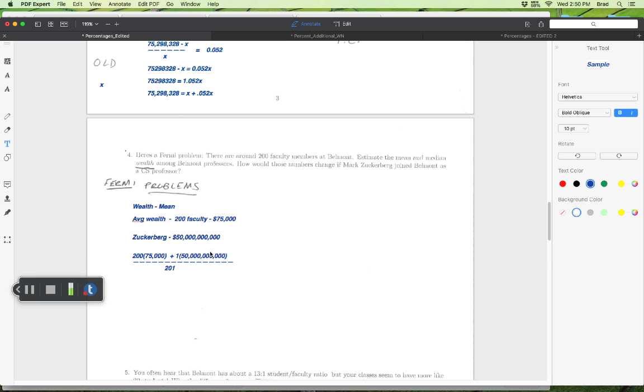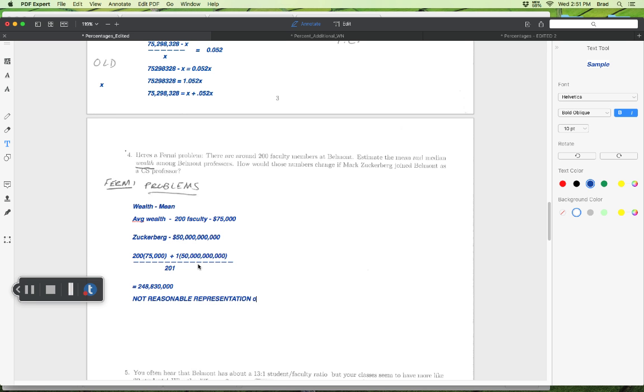So whereas before, with the 200 faculty, we had an average wealth of $75,000, adding in just that one singular outlier of $50 billion skews the data wildly. If you compute this weighted mean, I think you get about 248,830,000. Let's just round it there. So if we bring on Zuckerberg and talk about the mean wealth of Belmont faculty, that means the quote unquote average faculty member has a wealth of $248 million. That is not a reasonable representation of reality.